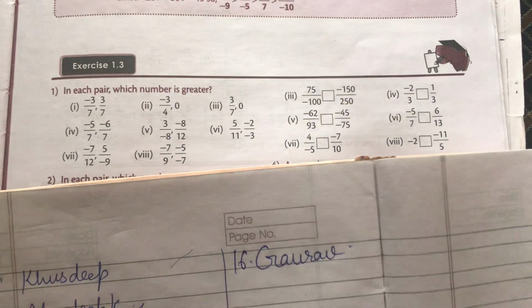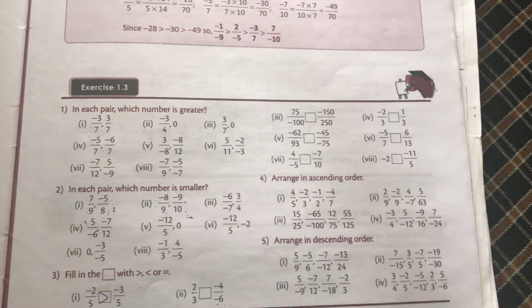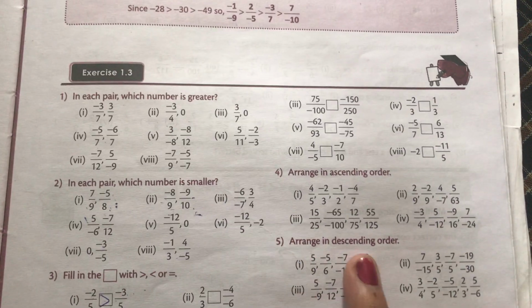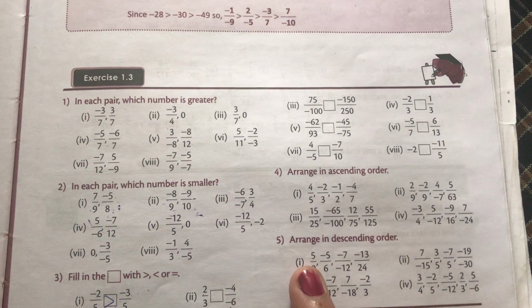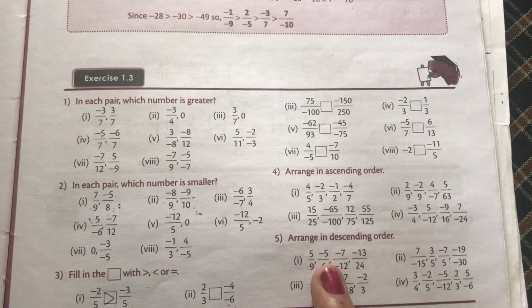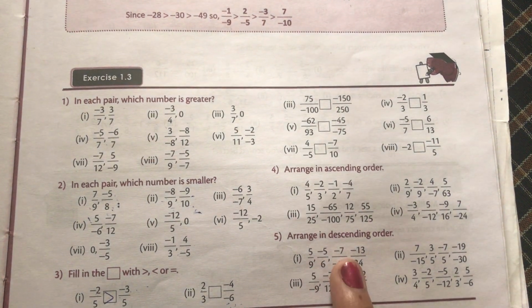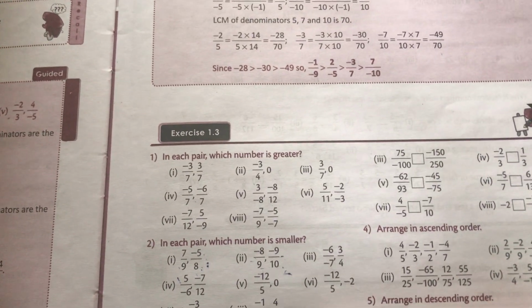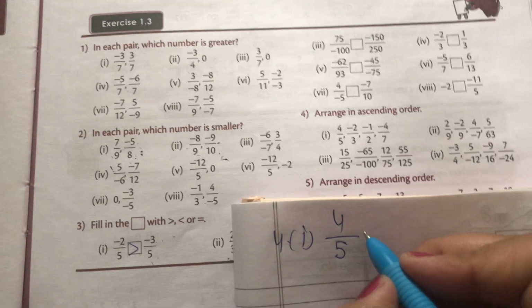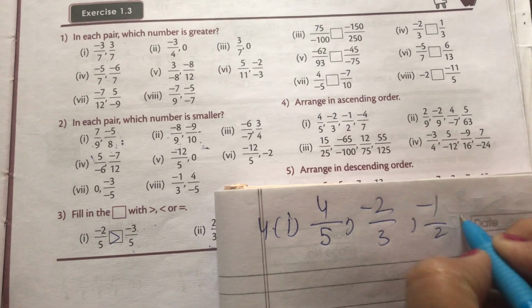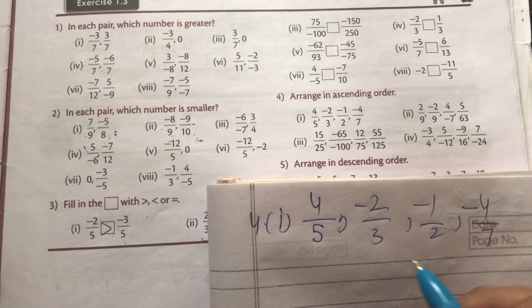How will we compare? First one is 4 upon 5, and in the fifth part we will arrange the rational numbers in descending order. Means first of all we will write the greater number, then smaller, smaller, smallest. So I will do one part for you. 4 upon 5, minus 2 upon 3, minus 1 upon 2, minus 4 upon 7.